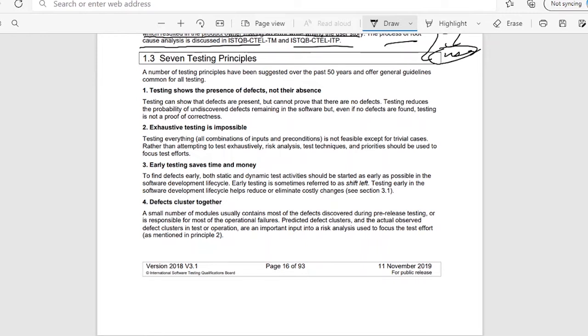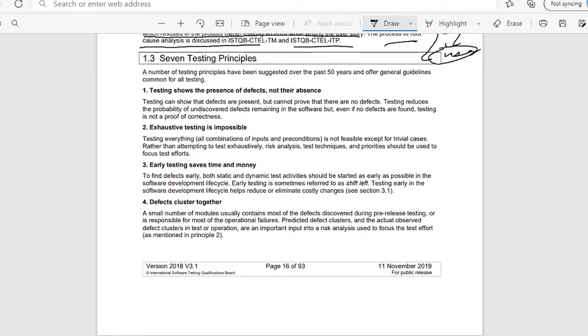So up till now, in two videos, we have covered some main topics. Section 1.1 we have covered already, and section 1.2, which was everything about the objective of testing and about the defect and failure. Now here is a really important topic as far as the ISTQB foundation level exam is concerned, which is the 7 testing principles.